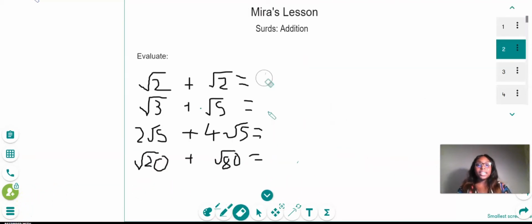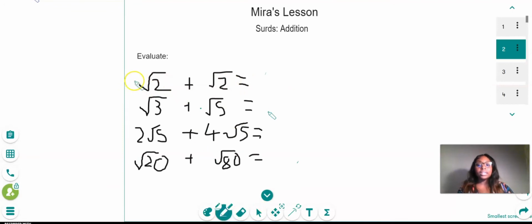Next, I will be teaching how to add surds together. When adding a surd, you don't look at the numbers on the inside to add them together, but you look at them to see if they can be added. For example, root 2 and root 2 are the same number, so this equation can be done. But we can't add the two numbers on the inside of the surd.